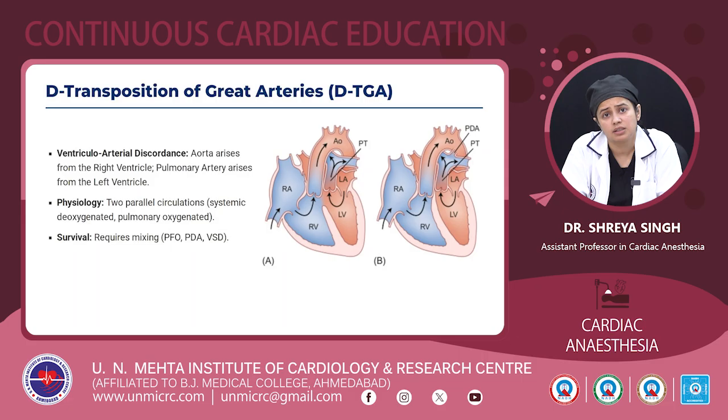So here the anomaly is the aorta arises from the right ventricle and the pulmonary artery arises from the left ventricle. So there are two parallel circulations, the systemic being deoxygenated and the pulmonary oxygenated. For survival, these patients require mixing either through a PFO, PDA or VSD.